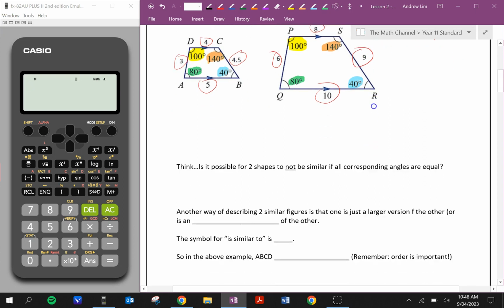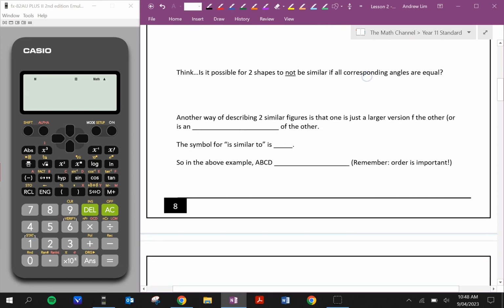Right, now, is it possible for two shapes to not be similar if all the corresponding angles are equal? Maybe pause the video so you can think about this one. Well, the answer is no. They have to be similar. If all of the corresponding angles are equal, then the two shapes will be similar.